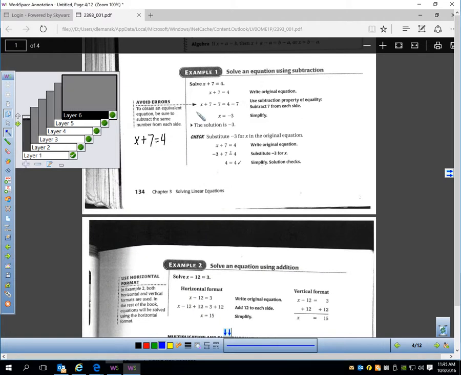Let's do a sample problem. x + 7 = 4. So I wrote the problem. Now, I want to get rid of plus 7. The inverse would be subtracting 7. I want to get x by itself.